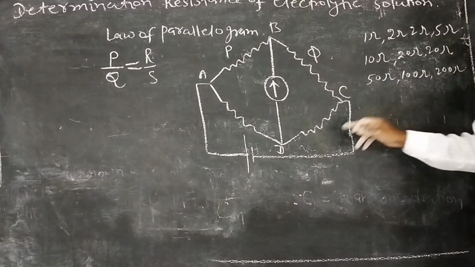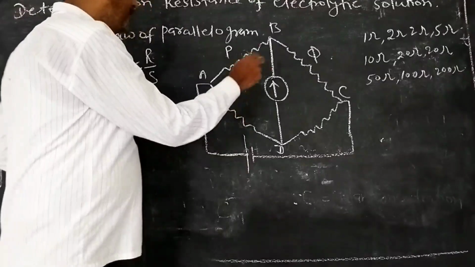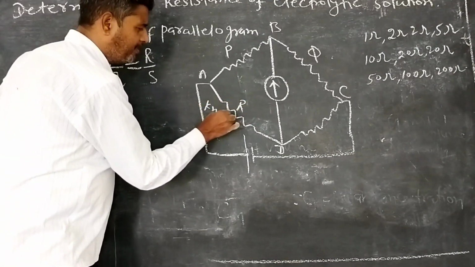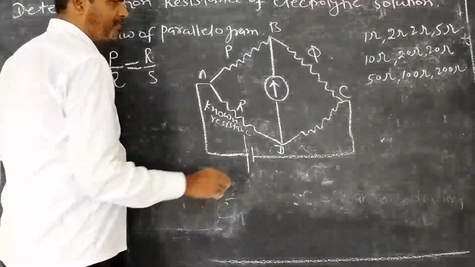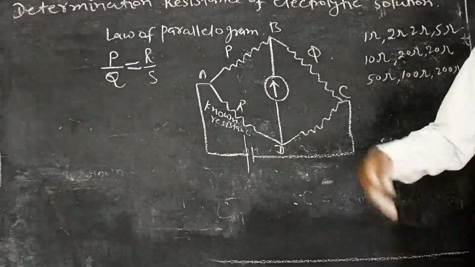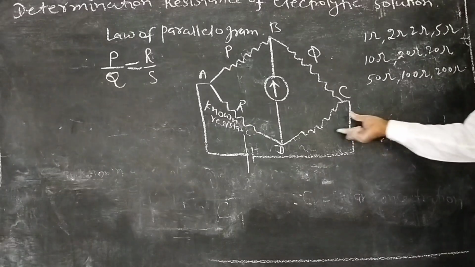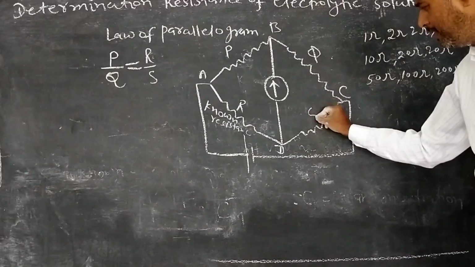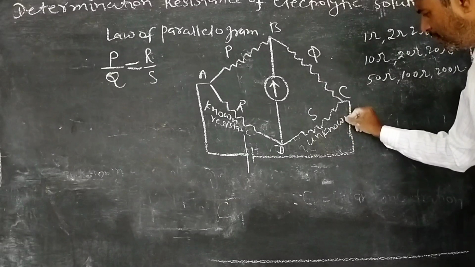The resistance box is added in this side AD. It is known as known resistance R. And in this side, the unknown resistance, the electrolytic solution or conductor whose resistance is to be determined, is placed. The unknown resistance is represented by S here. It is unknown resistance.